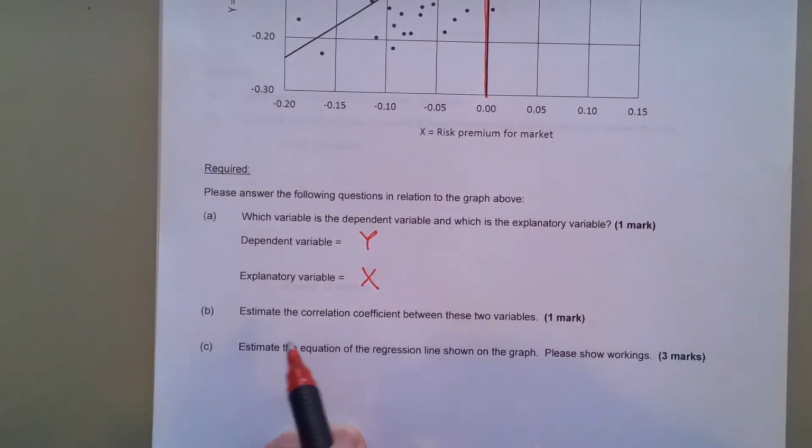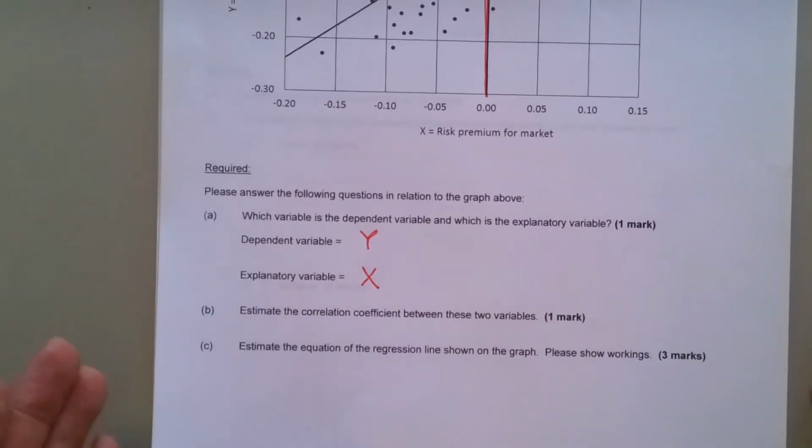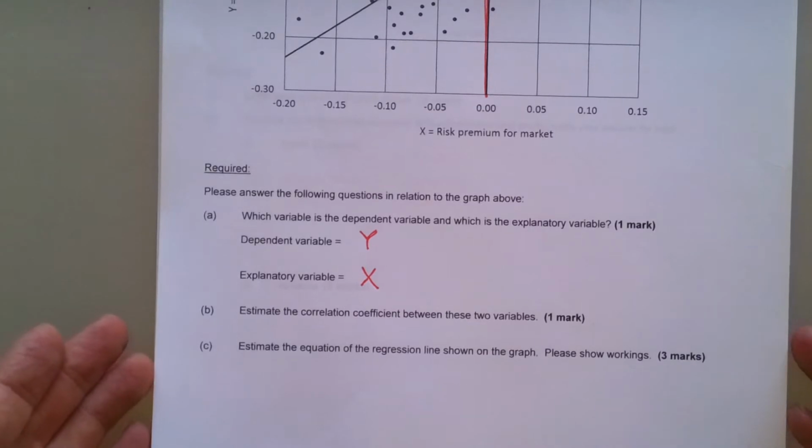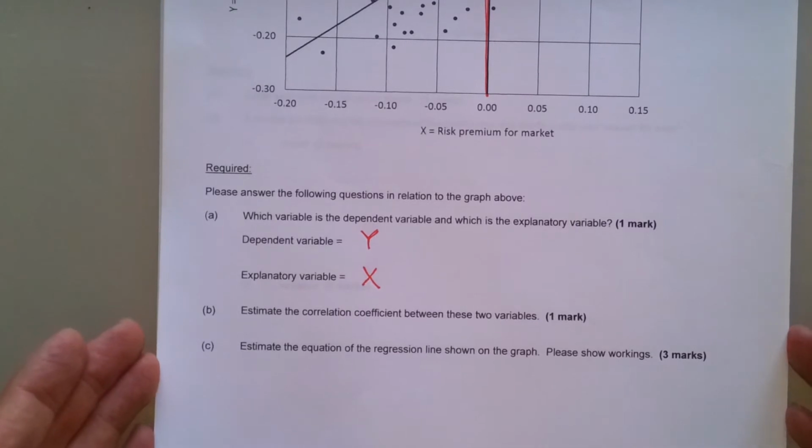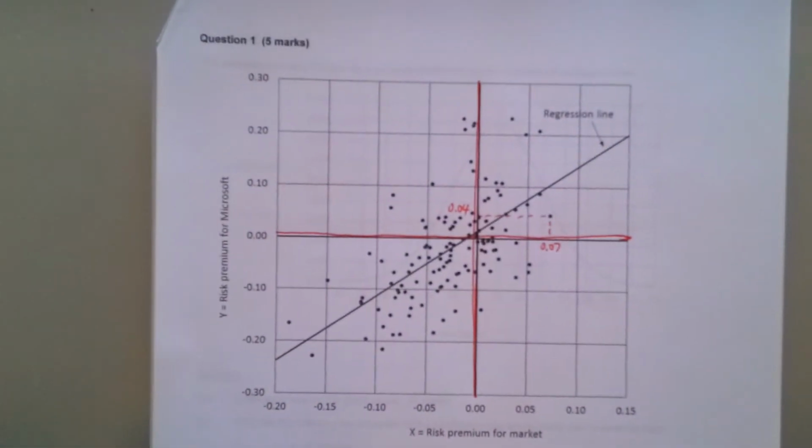The next question asks us to estimate the correlation coefficient between these two variables. A correlation coefficient measures the extent of the linear relationship between the two variables, so how close to a straight line the scatter plot is. The correlation coefficient has two pieces of information. One is its sign, whether it's positive or negative, and the other is its magnitude. And its magnitude has to range between -1 and 1.